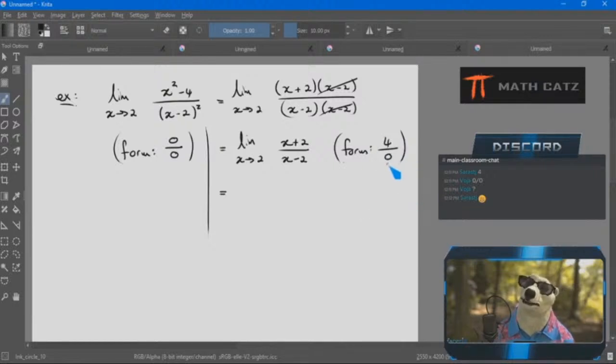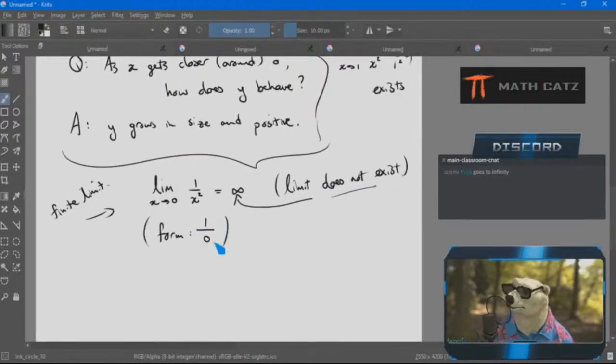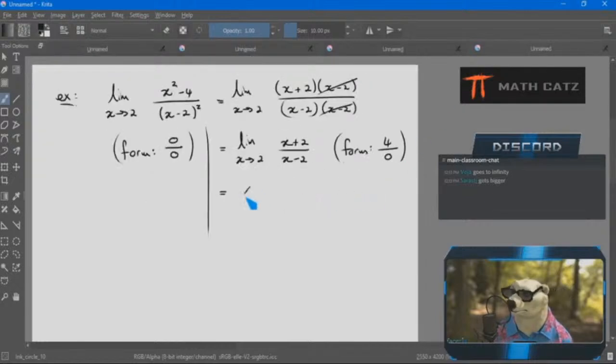4 over, I know it's not exactly 4, but it's pretty much 4. 4 over 0.1. 4 over 0.01. 4 over 0.001. What happens to the whole thing? It was up here somewhere. It's the same as this guy. It blows up. It gets bigger.